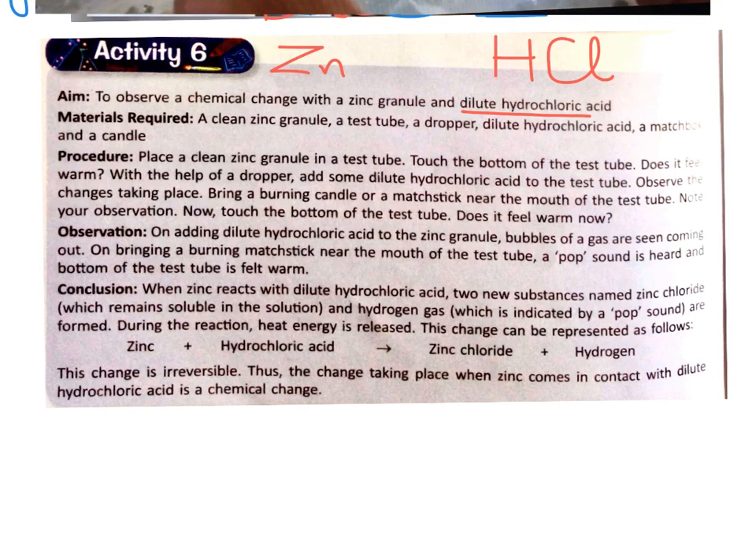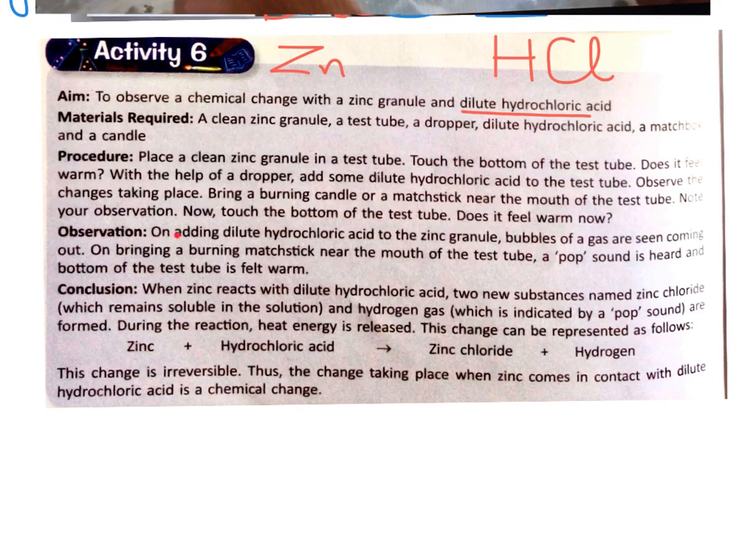Procedure: Place a clean zinc granule in a test tube. Touch the bottom of the test tube. Does it feel warm? With the help of a dropper, add some dilute hydrochloric acid to the test tube. Observe the changes taking place. Bring a burning candle or a matchstick near to the mouth of the test tube. Note the observation. Now touch the bottom of the test tube. Does it feel warm now?